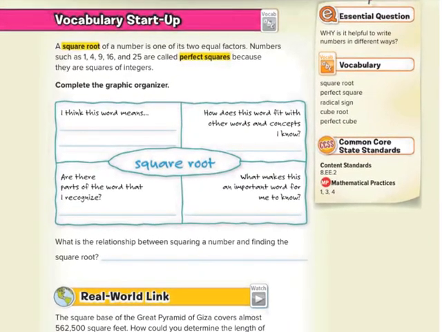A square root of a number is one of its two equal factors. Numbers such as 1, 4, 9, 16, and 25 are called perfect squares because they are squares of integers. 1 squared is 1, 2 squared is 4, 3 squared is 9, and so on. Now, square root. I think this word means, and for this, let's just write the opposite of squaring.